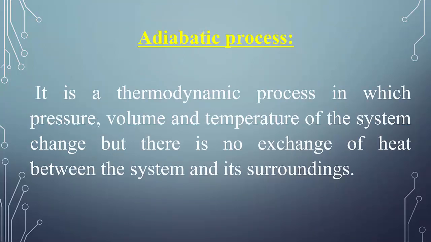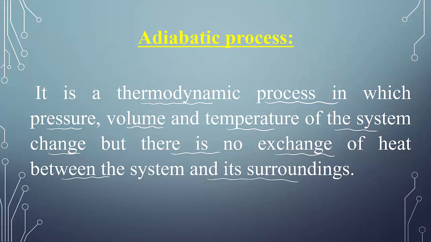Similarly, the next part is the adiabatic process. We already studied the adiabatic process; you can remember the definition from the introduction class. In an adiabatic process, temperature, pressure and volume, all three variables undergo a change, but there is no exchange of heat energy between system and surrounding. Then how to define an adiabatic process? It is a thermodynamic process in which pressure, volume and temperature of the system change, but there is no exchange of heat between the system and its surrounding.